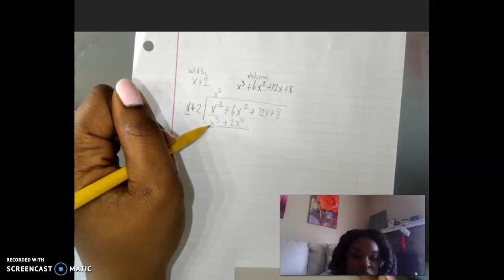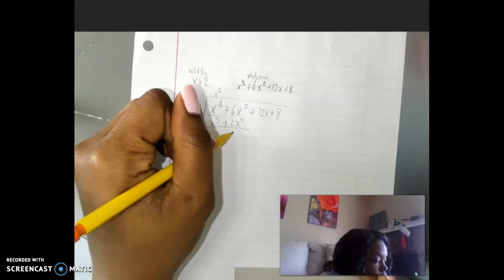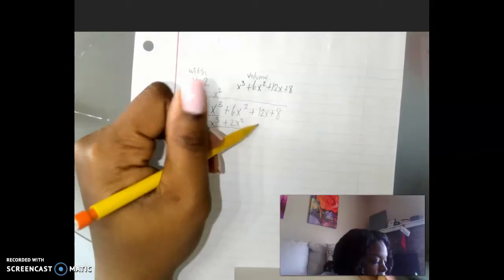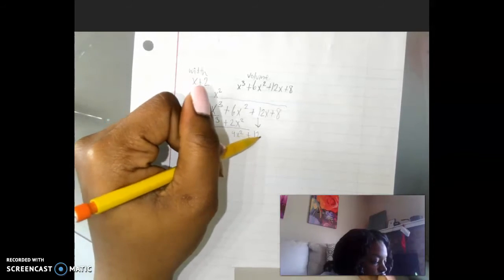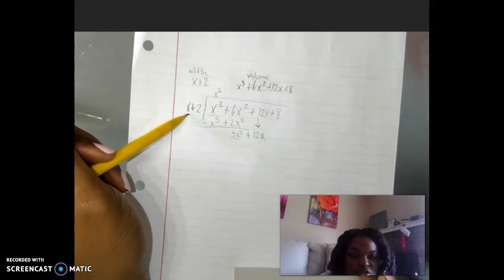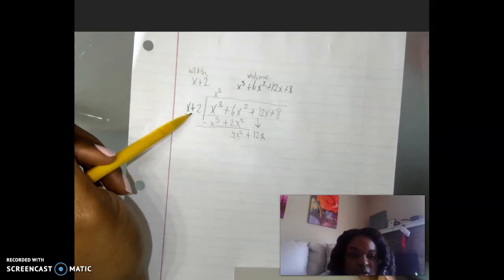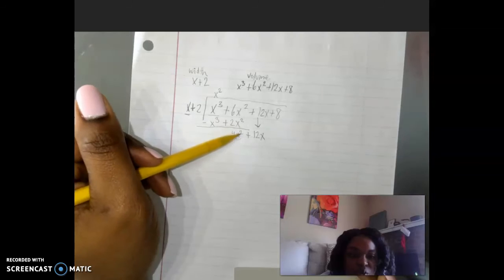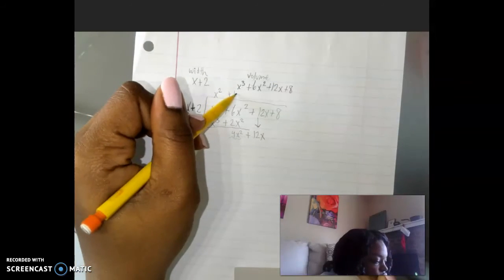x cubed minus x cubed is 0. 6x squared minus 2x squared is 4x squared. Bring down plus the 12x. Start over, so we divide this first term here by the first term outside. 4x squared divided by x. Well, an x and 1x here cancels out, leaving us with 4, just 1x.